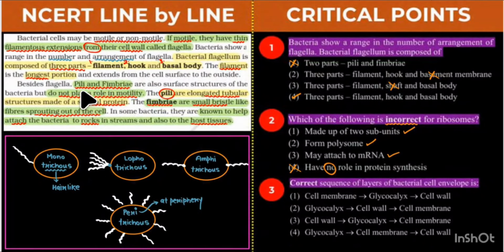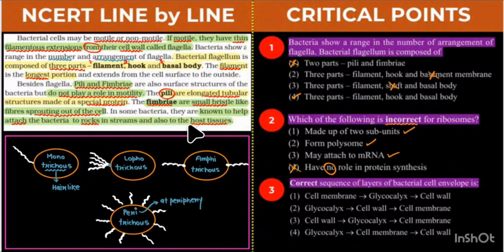We have to remember that pili and fimbriae are also surface structures of the bacteria but do not play a role in motility. The pili are elongated tubular structures made of a special protein. The fimbriae are small, bristle-like fibers sprouting out of the cell.